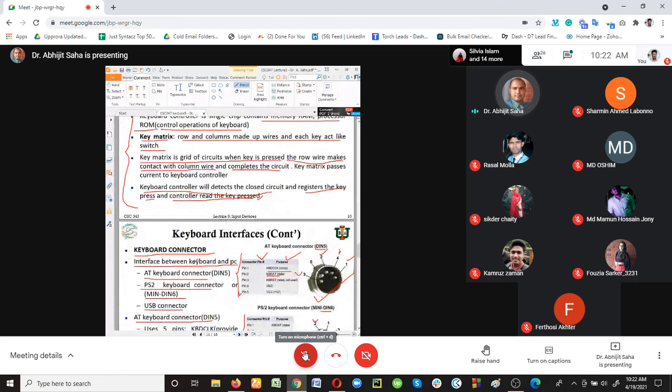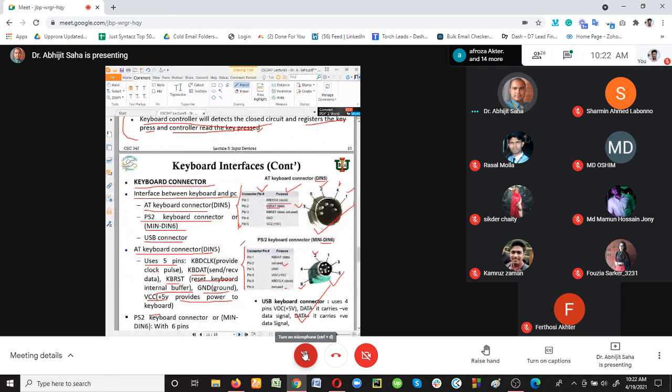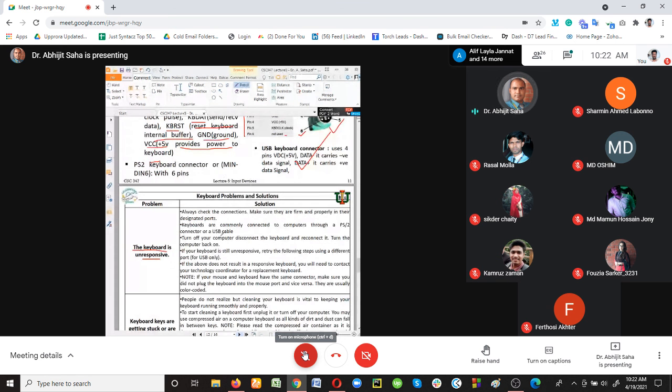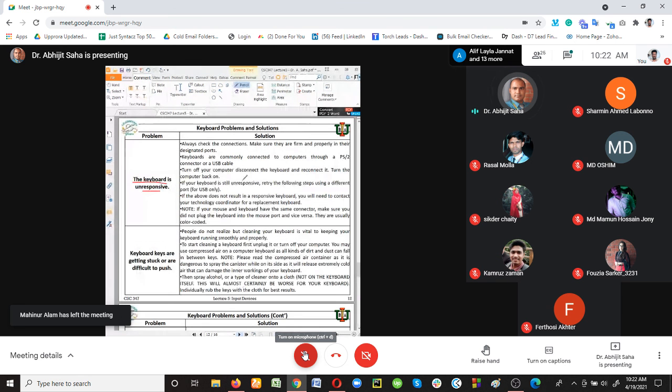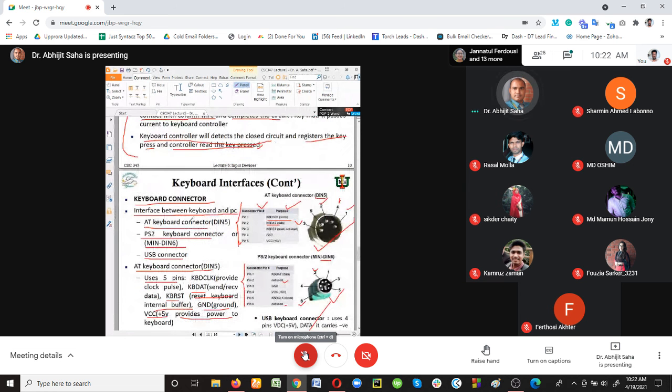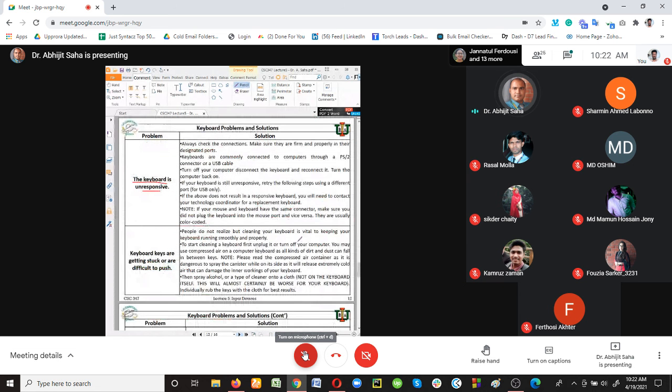Similarly, this is the keyboard interface. The keyboard connector is just for understanding. I think it is not needed for the theory, but in the lab it may be needed. And there are also keyboard problems and solutions. I will ask you to read them, but these keyboard interfaces and keyboard problem solutions maybe can be asked in the Viva, if there is a Viva. It is not for the written exam.